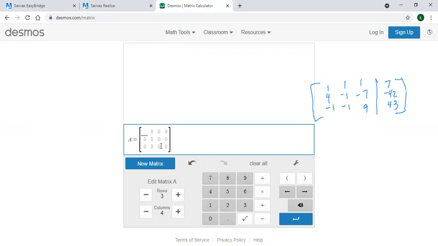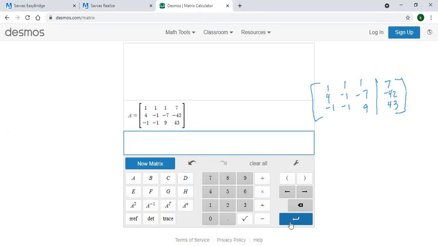Now we type all those numbers in. I'm going to arrow to the right. 1, 1, 1, 7, 4, negative 1, negative 7, negative 42, negative 1, negative 1, 9, 43. And here's where it's almost like cheating.